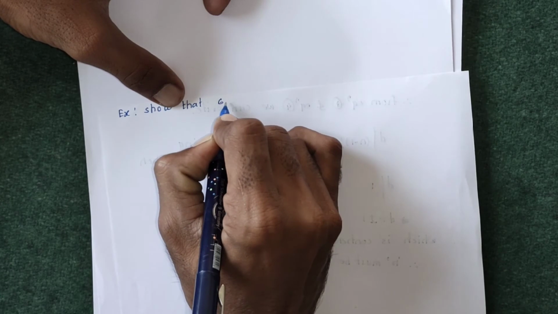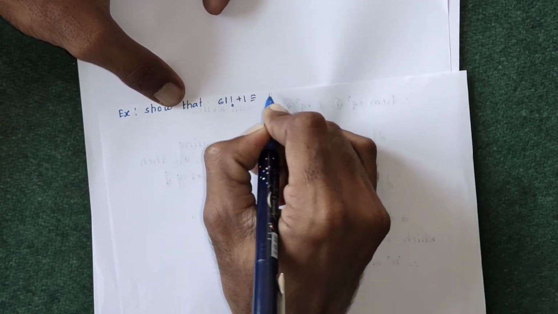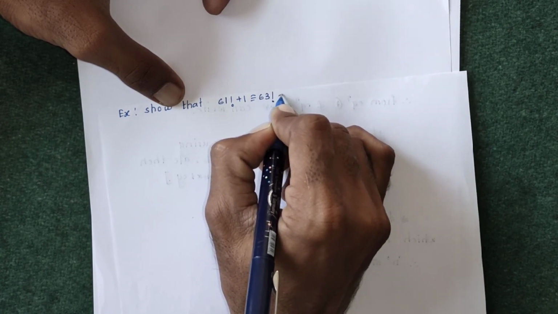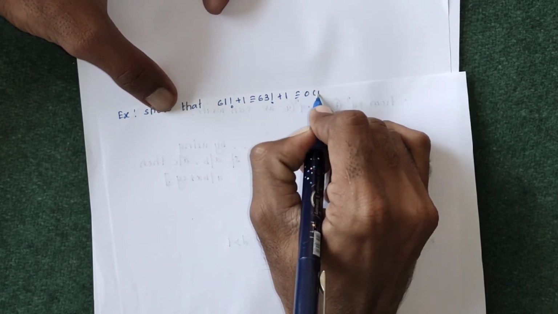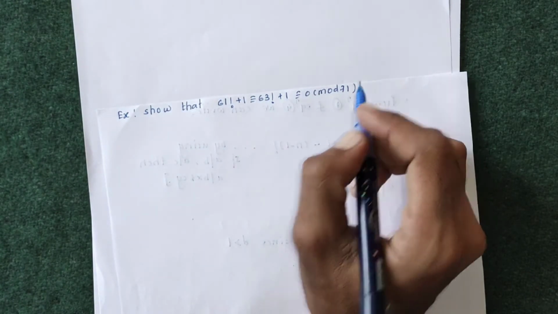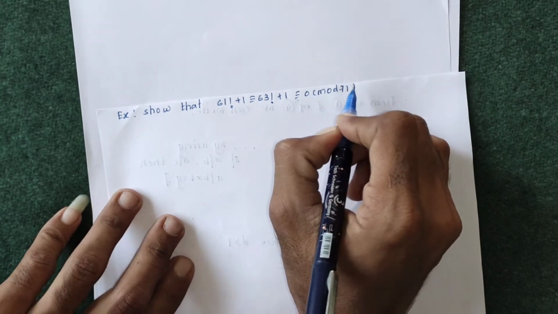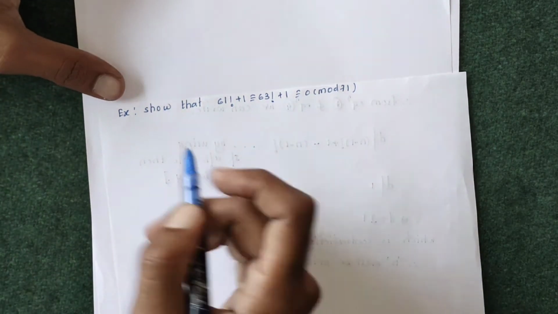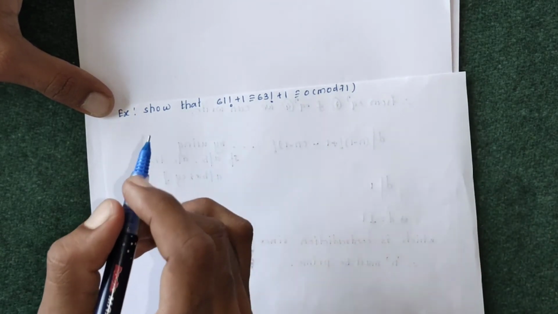Show that 61 factorial plus 1 is congruent to 63 factorial plus 1, which is congruent to 0 modulo 71. And this question may be asked in another way: apply Wilson's theorem to show that 61 factorial plus 1 is congruent to 63 factorial plus 1 is congruent to 0 modulo 71.